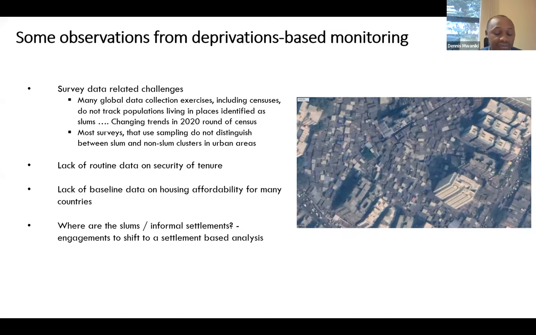Then the last one, which is very important: in many cases, when we have discussions with countries, perhaps based on the data from the census, the one thing that could happen is it shows 50% of the population in a city lives in informal settlements.